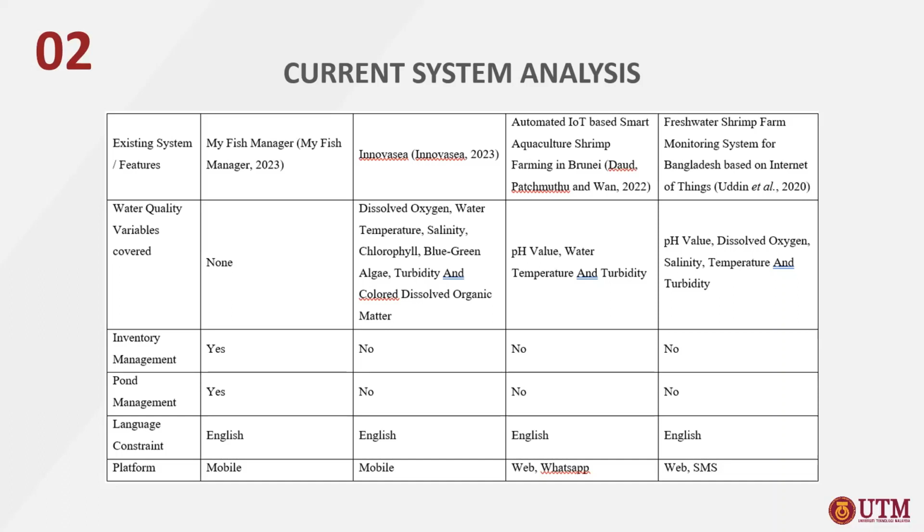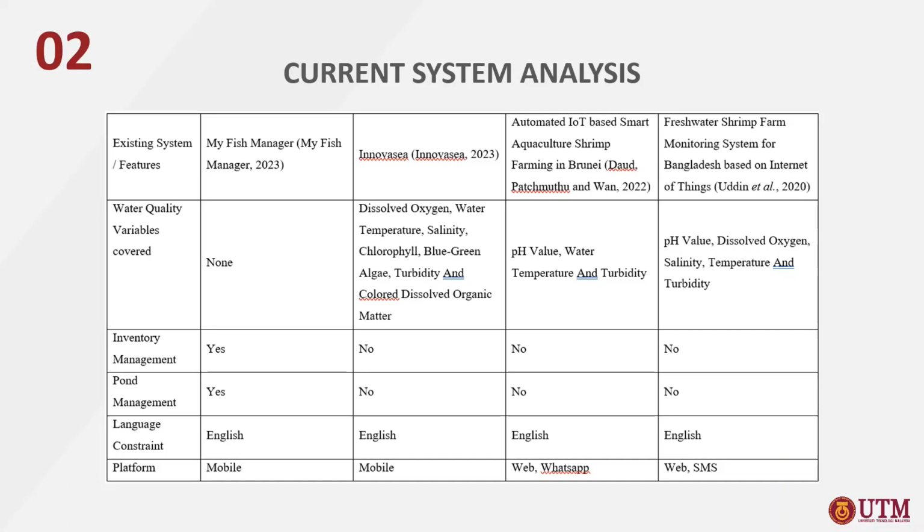So there are few existing systems that had done what I'm trying to do for this project. The first of all is My Fish Manager apps. The second is Innovasi. Third one is a research study titled Automated IoT-based Smart Aquaculture Shrimp Farming in Brunei from Daud Pashmutu and 2022. And finally, Freshwater Shrimp Farm Monitoring System for Bangladesh based on Internet of Things, Udin et al.